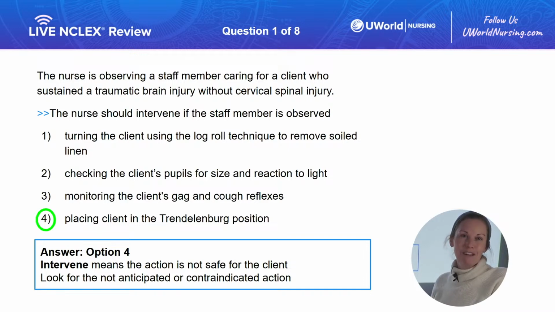And then option 3, monitoring the client's gag and cough reflex. Anytime our client has a head injury, we definitely want to make sure that we are maintaining our airway and making sure that there's no risk of aspiration.